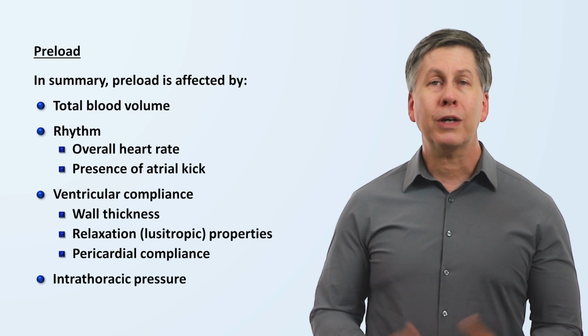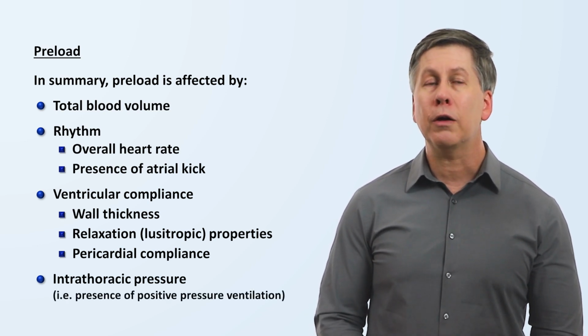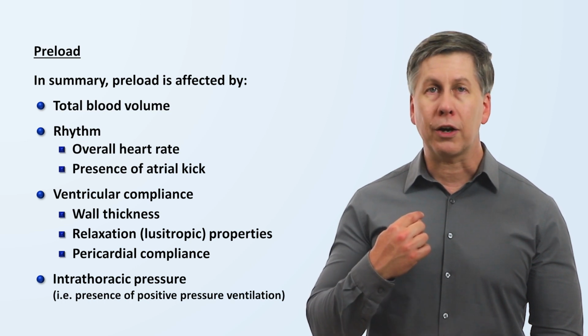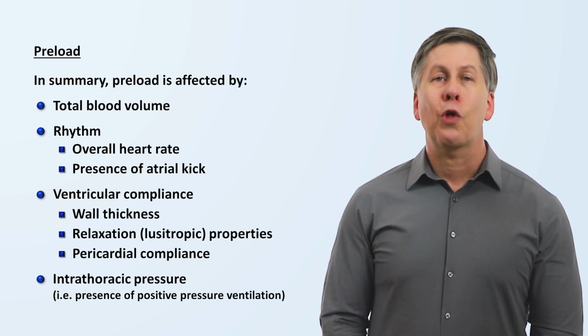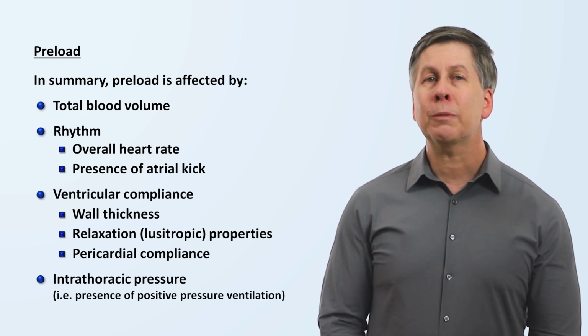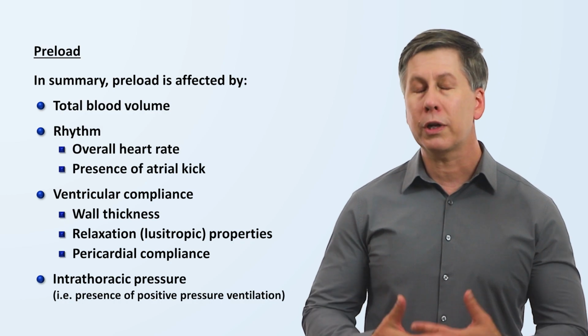For example, in the presence of positive pressure ventilation, in which you can think of the air being pushed into the lungs by a ventilator, rather than the lungs sucking in air from the room, that additional pressure decreases the pressure gradient driving blood back from the systemic circulation, reducing preload.